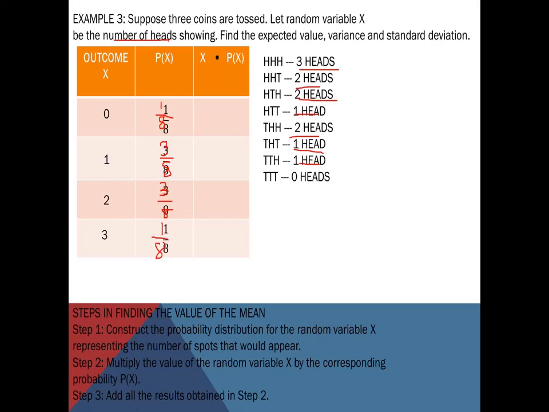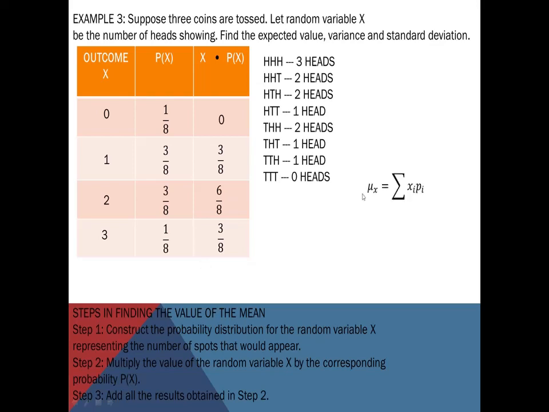Okay, let's go on now to step number 2. Again, in step number 2, we need to multiply the outcome and its corresponding probability. So, 0 times 1 over 8 is 0, right? 1 times 3 eighths is 3 over 8. 2 times 3 eighths is 6 over 8. 3 times 1 eighth is 3 over 8. Again, I did not simplify these so that when I add, it is simple, especially if you don't have a calculator.